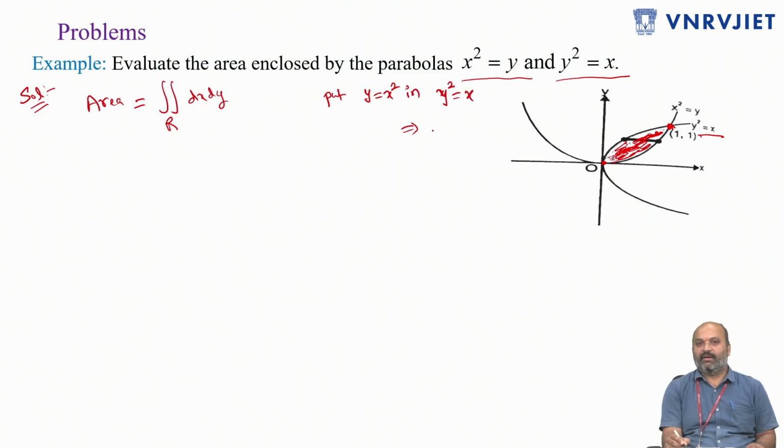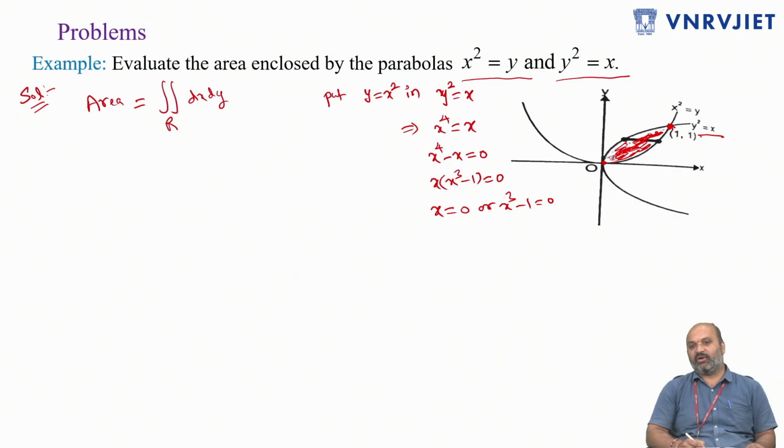That is, x to the power of 4 is equal to x, which is x to the power 4 minus x equals 0, which is x into (x cube minus 1) equals 0. That is, either x equals 0 or x cube minus 1 equals 0. This is in the form of a cube minus b cube, which is (a minus b) into (a square plus ab plus b square). Anyway, we'll consider only the x minus 1 factor.